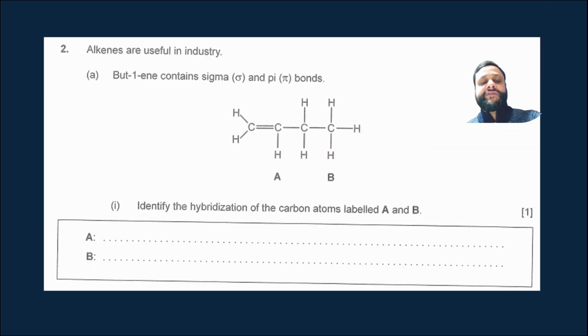Alkenes are useful in industry. A. But-1-ene contains sigma and pi bonds. 1. Identify the hybridization of the carbon atoms labeled A and B.